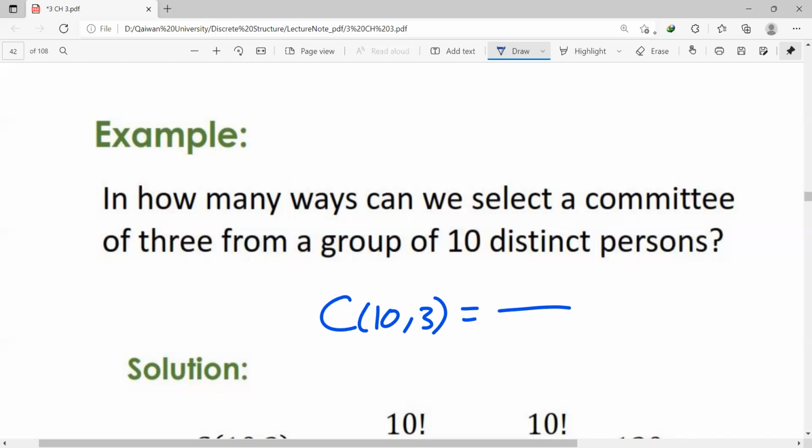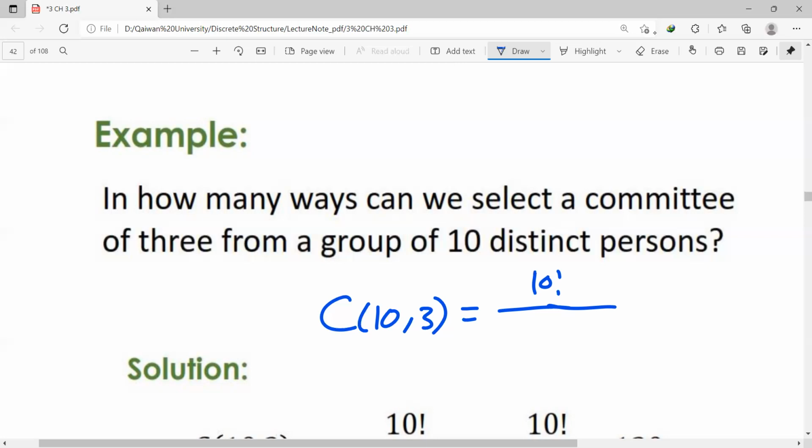In this case, what do we use? We use combination because there is no ordering. Ordering is not important here. So the combination of n and r is n factorial, dividing by r factorial times n minus r factorial.